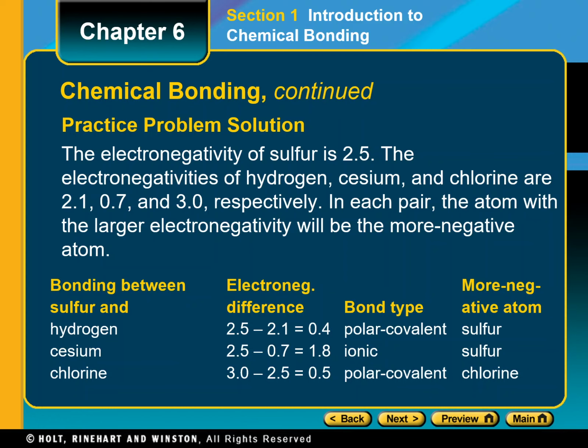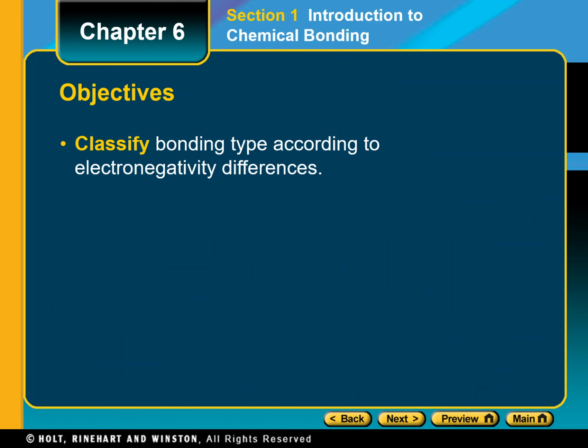Then lastly, we see chlorine bonded with sulfur, the electronegativity difference there being 0.5, which lands in the polar covalent bond type. But in this instance, chlorine is the more electronegative atom. At this point, you should be able to classify bond type according to electronegativity differences.